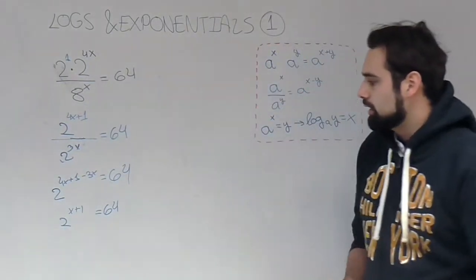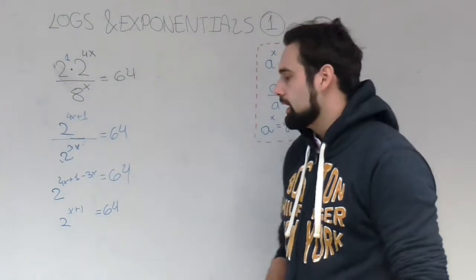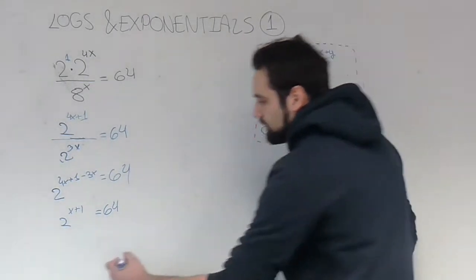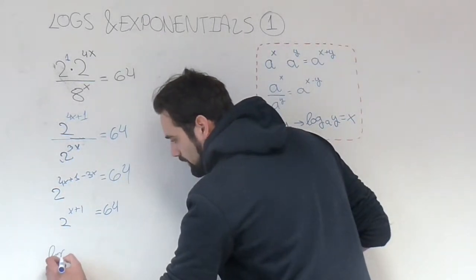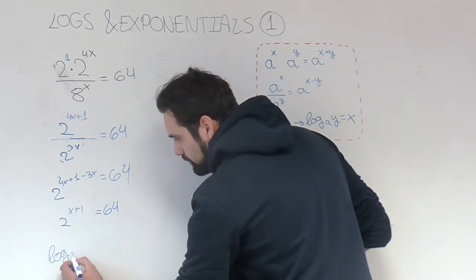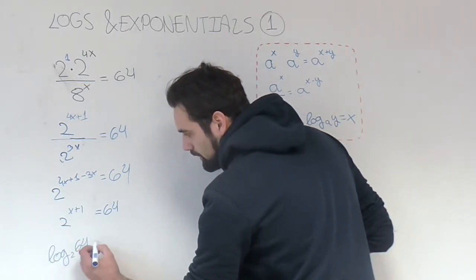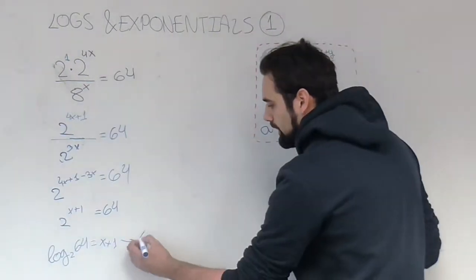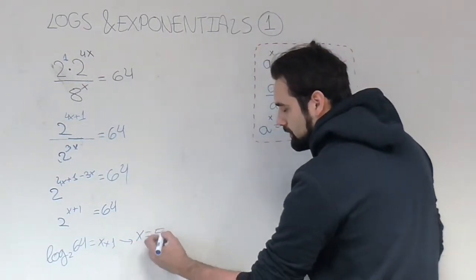Now here we can solve it in two different ways. The first way would be to use the definition of logarithm, which I am going to do now. So it's the logarithm of base 2 of 64, which is x plus 1. And here the resulting solution would be x equals 5.